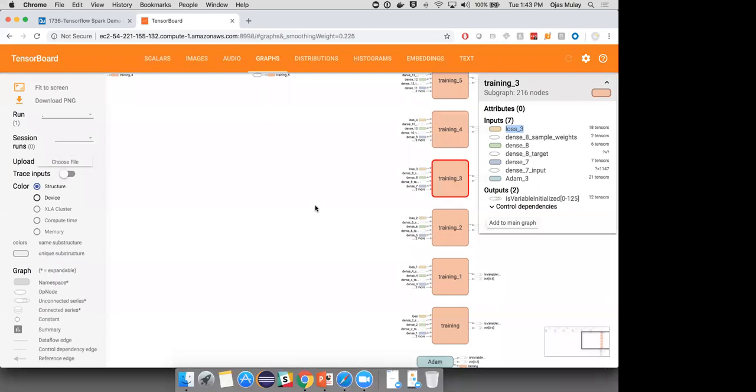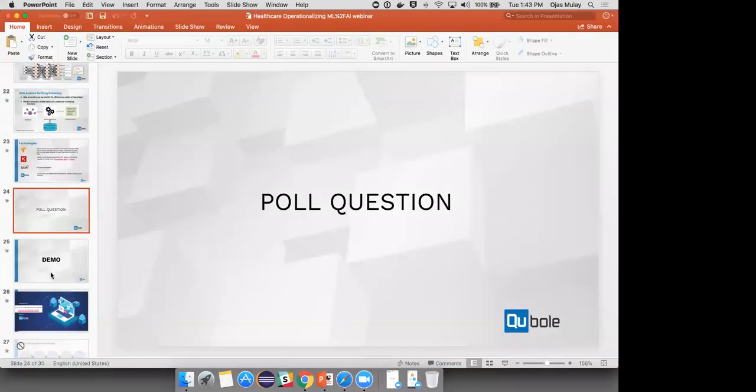So I hope this helps you to at least get an overview of how you can build machine learning models for your life science use cases, right? And leverage it as a part of it. So with this, we'll open it up for questions.